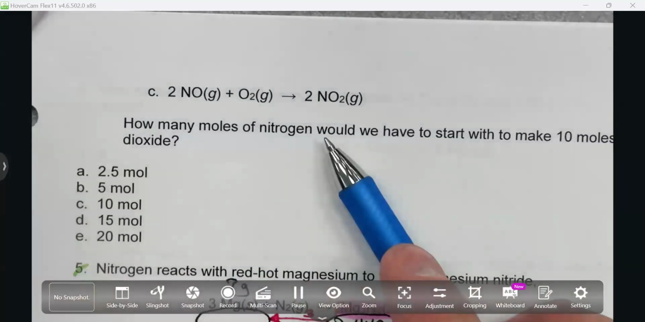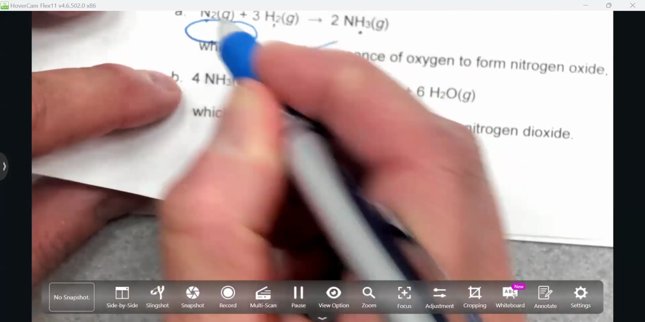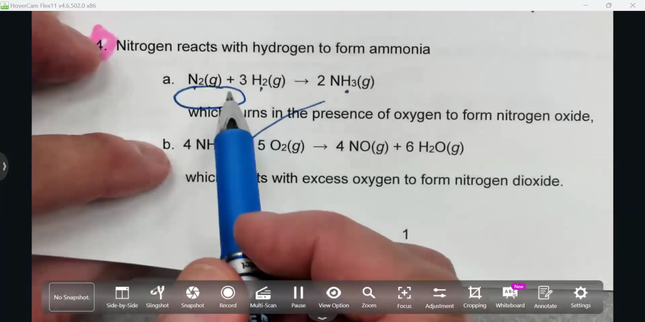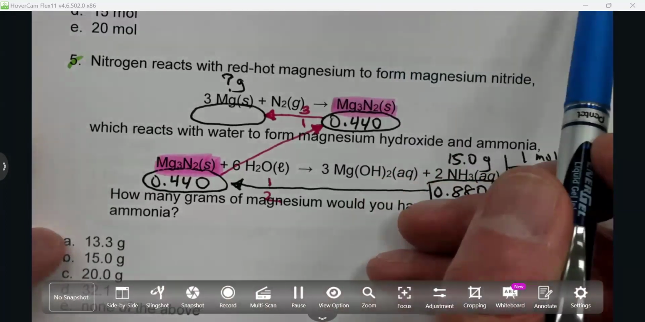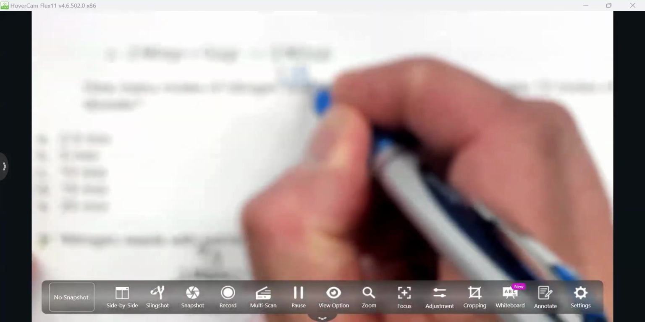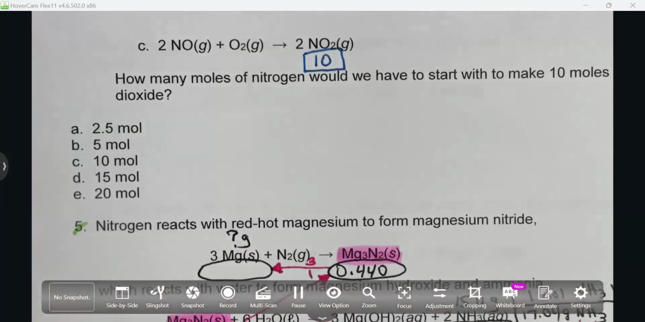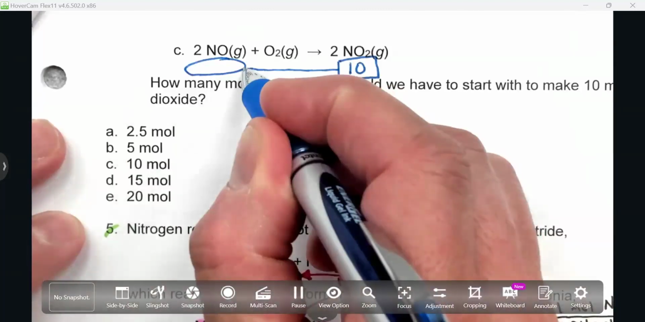How many moles of nitrogen? We are way back to here. How many moles of nitrogen? This is what we're looking for. How many moles of nitrogen will we have to start with to make 10 moles of nitrogen dioxide? So 10 moles here. How many moles of nitrogen monoxide would we have started with?